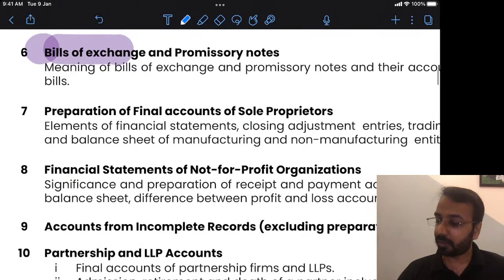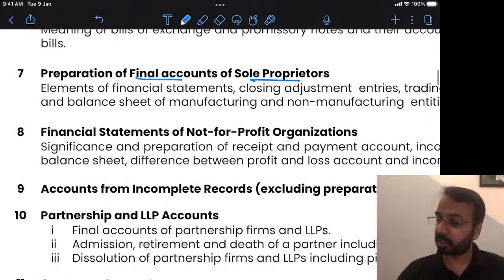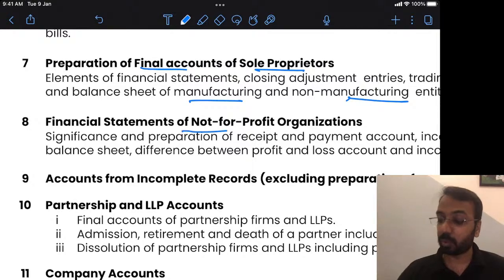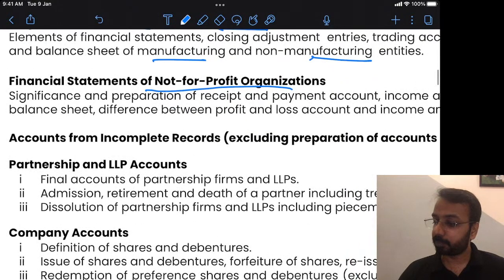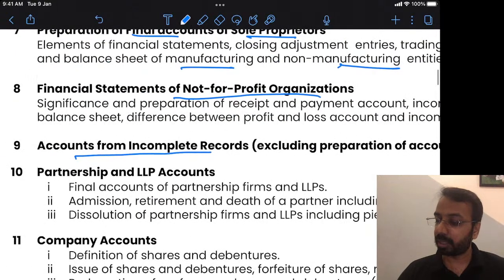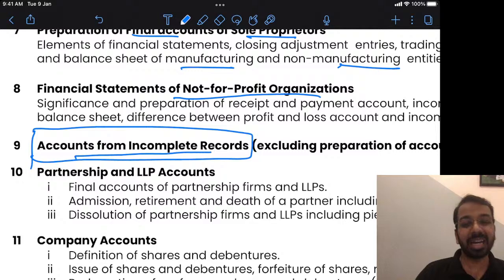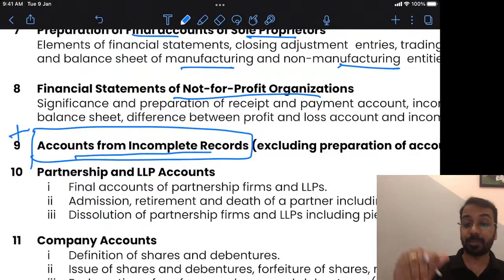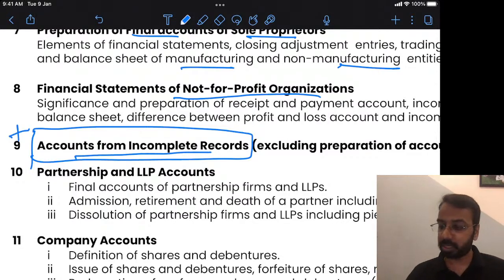After that you have preparation of final accounts of sole proprietors with manufacturing and non-manufacturing, which is already there. Financial statements of NPO were already there, and then accounts from incomplete records. What is this? This is basically what we call single entry accounting. Currently it is a part of CA inter accounting, and now that has been brought to foundation. So this is one addition. What has been removed? Consignment, average due date, and all of those have been removed.